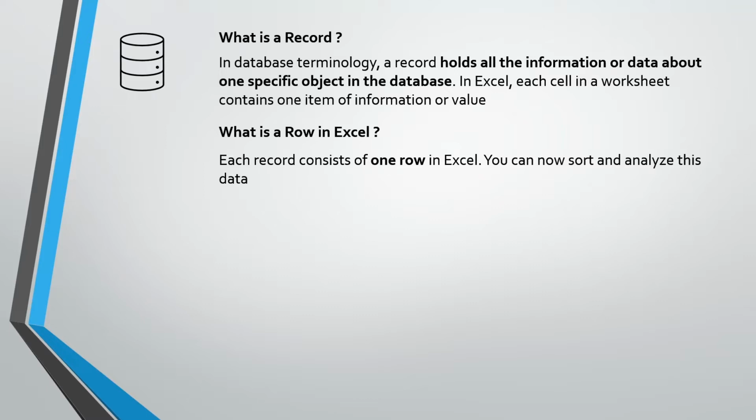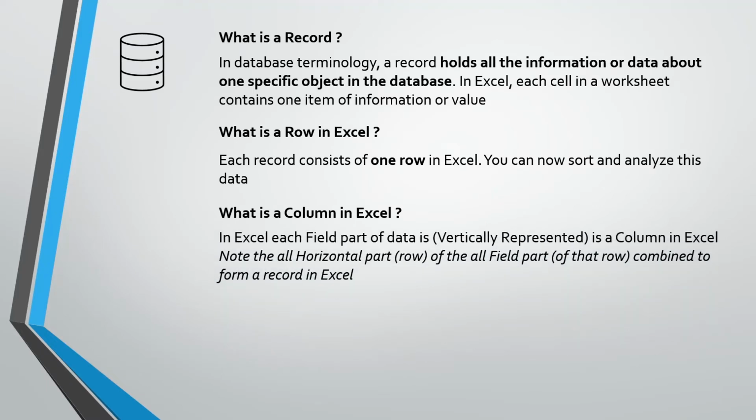Now you can sort and analyze this data. What is a column in Excel? Each field of the data is a column in Excel. That is, the field part is represented vertically in Excel, and the row part is represented horizontally. And note, all these horizontal fields, when combined together, form a record in Excel.